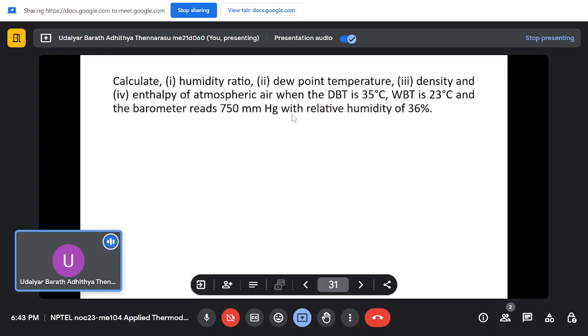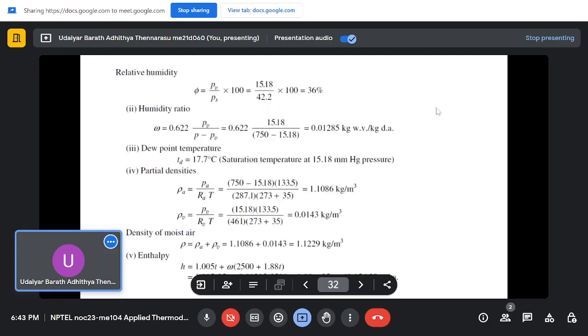So next question is, we need to calculate humidity ratio, dew point temperature, density and enthalpy of atmospheric air when the dry bulb temperature is 35 degrees Celsius, wet bulb temperature is 23 degrees Celsius, and pressure is 750 mm of Hg, and relative humidity is 36%. So we'll see how to solve this.